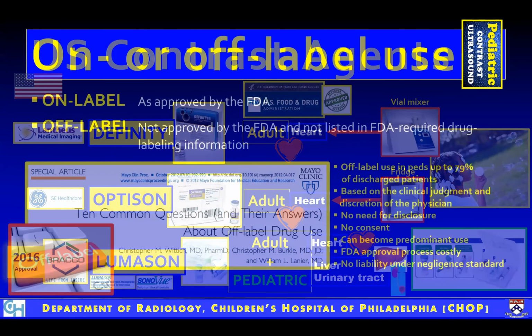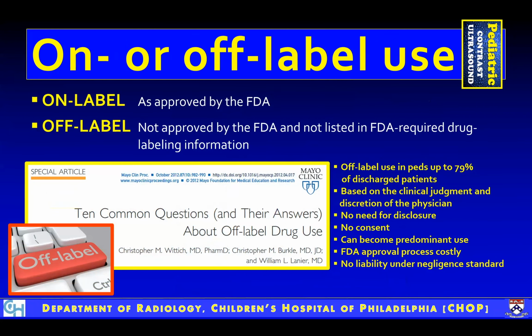What do we mean by on or off label? On label is particularly for the US, if it's approved by the Food and Drug Administration or in other parts by any government agencies. And off-label is it's not approved by the FDA or other agencies, and it's not listed in the FDA required drug labeling information. The publication that I'm citing here is, I think, one of the best, and I like to cite it many times regarding off-label use. That's a question that arises when you start using contrast ultrasound for different applications.